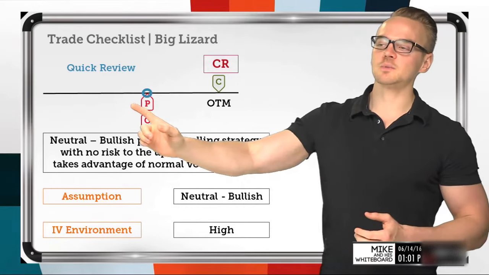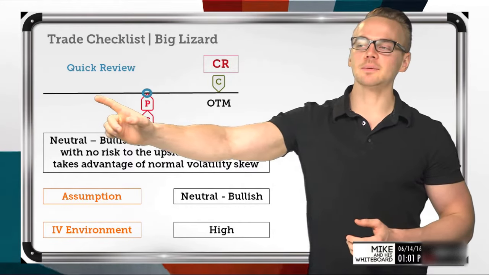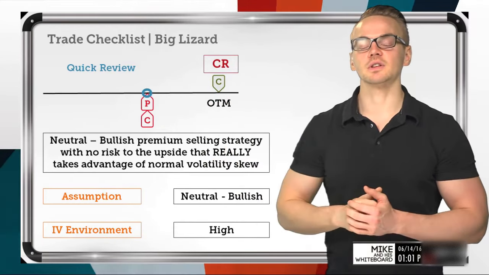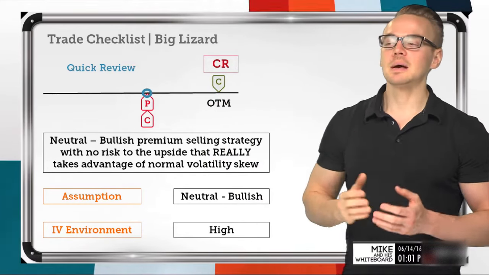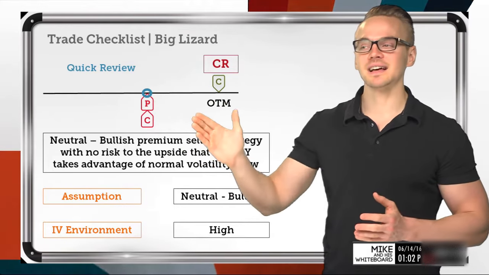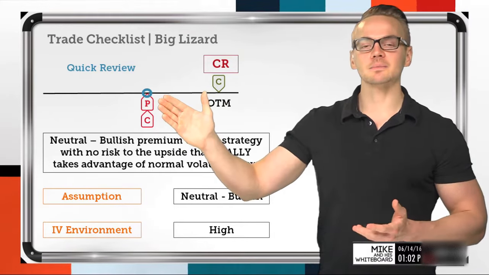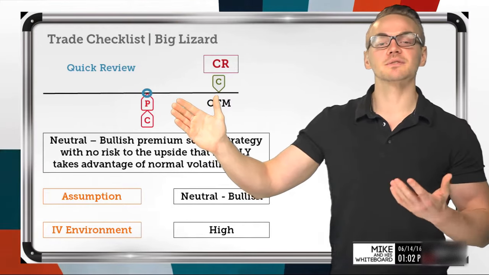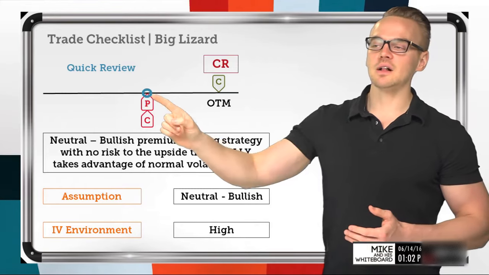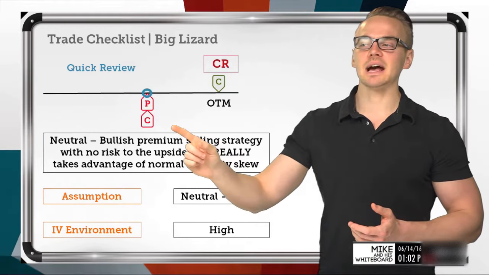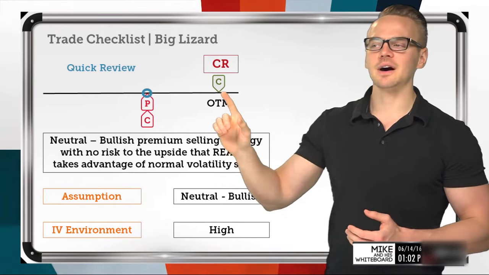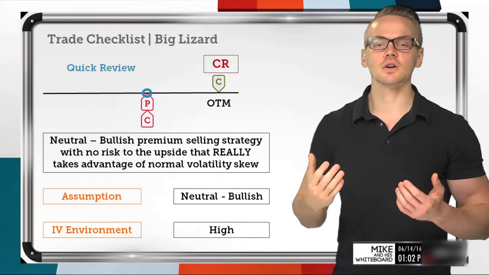So the jade lizard, we would be selling an out of the money put and selling an out of the money call, and then defining our risk with the purchase of a long call further out of the money. But with the big lizard, we actually create a straddle. So we're basically selling the same strike at the money, which just means the closest available strike to the stock price that's trading. And we're gonna sell the at the money put as well as the at the money call in the same expiration. And then we're gonna go out and define our risk with our long call here.